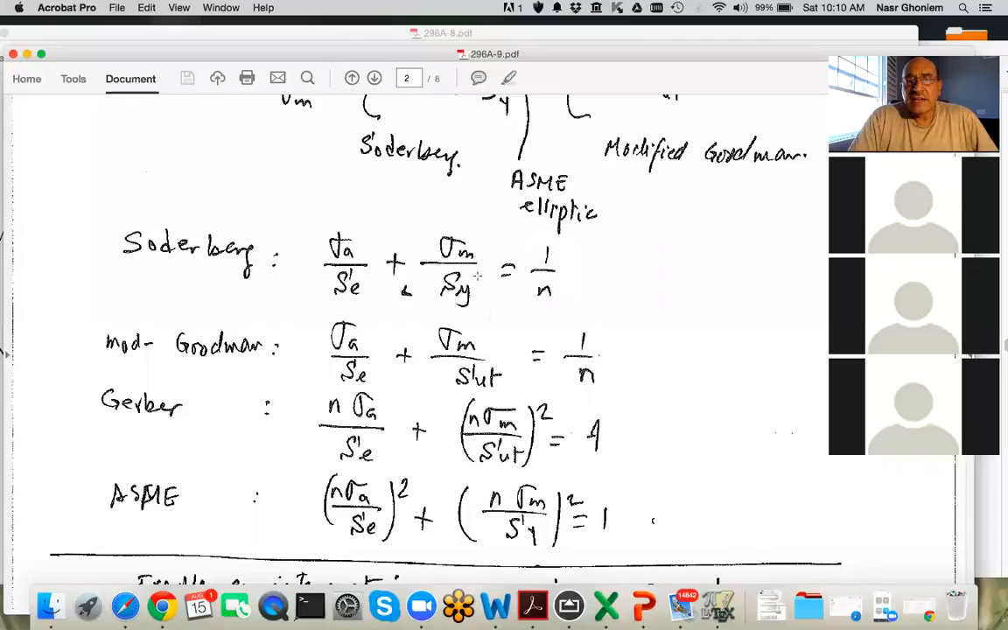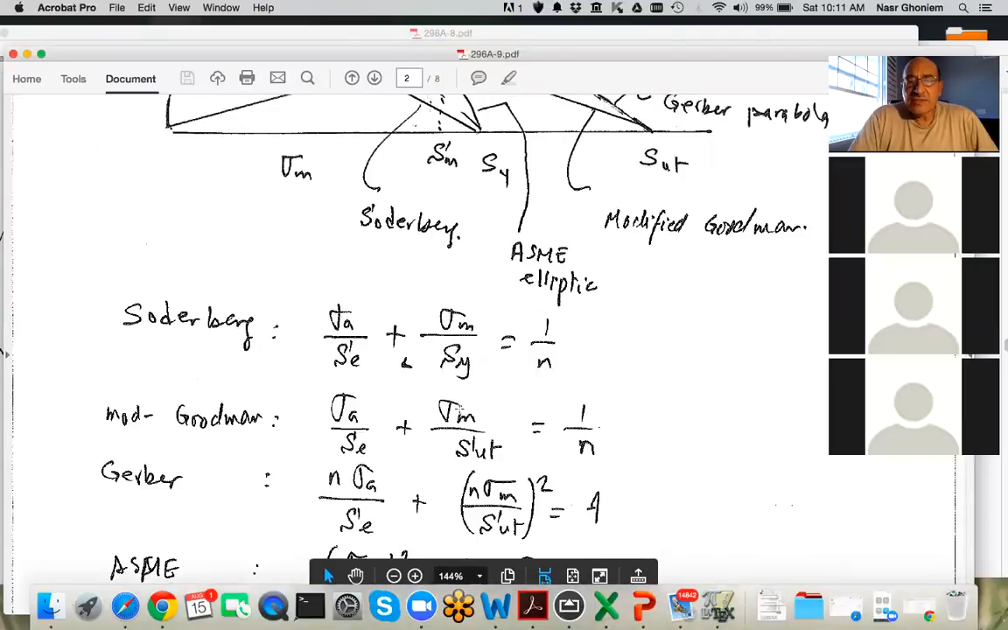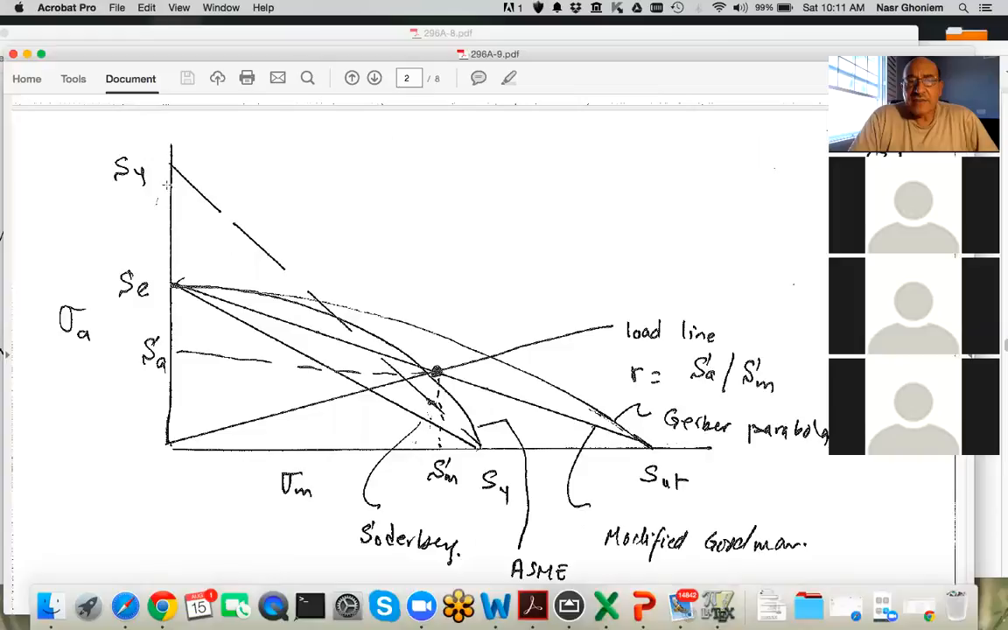So Soderberg is the mean related to the yield. Modified Goodman is the mean related to the ultimate. Gerber is the mean related to the ultimate squared. The ASME is the mean related to the yield squared. You have these relationships. So if we plot all of that on a two-dimensional graph, on the vertical, we represent the alternating stress, and on the horizontal, we represent the mean stress or the steady stress. And you have a whole bunch of lines, as you can see here.